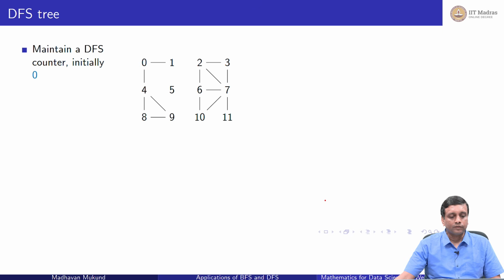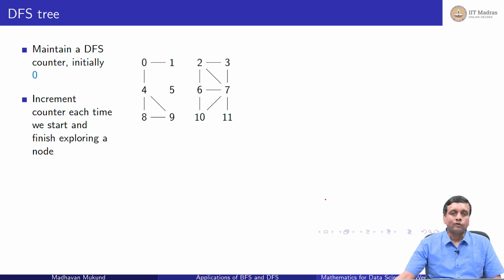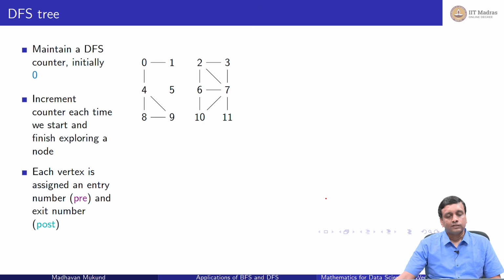So we initially maintain a separate counter for numbering when we enter and exit a vertex, and we'll start with 0. We increment this counter every time we enter a vertex, every time we start exploring it, and every time we leave the vertex, every time we finish exploring it, right? So this will become clearer as we go along. In this process, this counter value is assigned to the vertex as an incoming number, and then when we leave, the updated counter value is assigned as an outgoing number. So we have a pre number and a post number for every vertex.